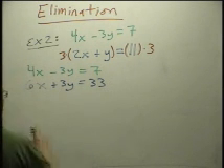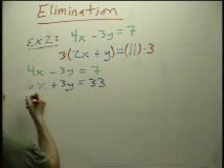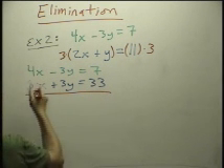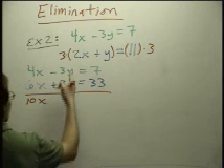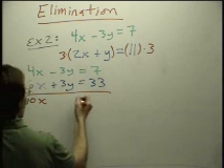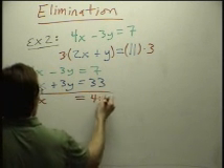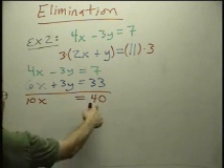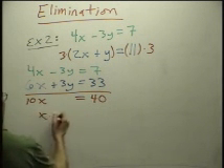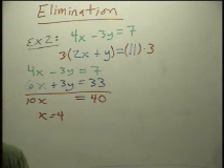Now the equations have been set up for elimination. When we add, we'll have 10x, this will cancel to 0, equals 40. 10x equals 40. Dividing on both sides by 10, we get x equals 4.